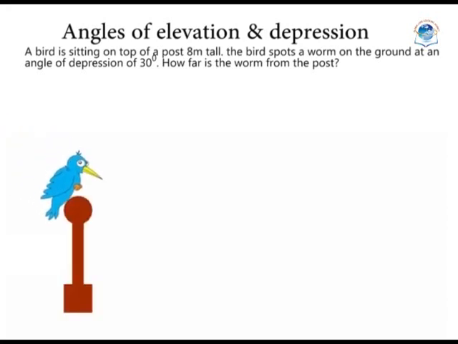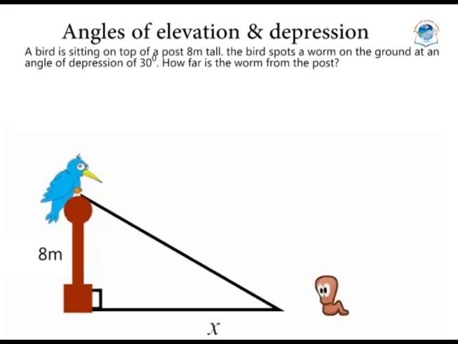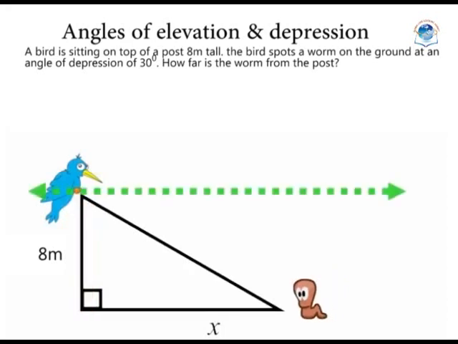That's the signpost and the bird, 8 meters high, and it sees a worm, and the angle of depression is 30 degrees. So how far is the worm from here? This can be depicted by a right-angled triangle. This is the horizontal, and this angle is 30 degrees. The angle of depression is equal to the angle of elevation. And so we find x. By drawing this illustration to scale, we can find the distance from the foot of the post to the worm.